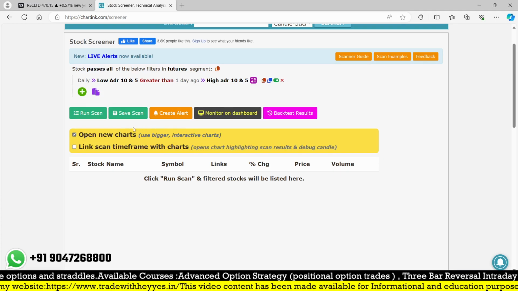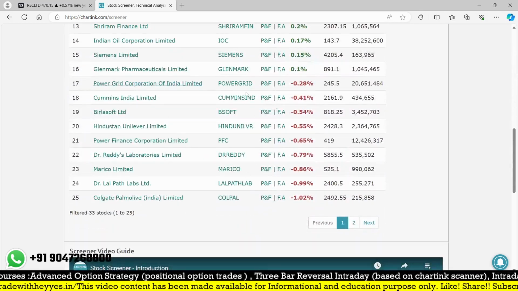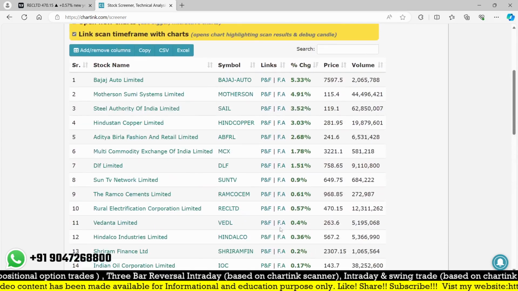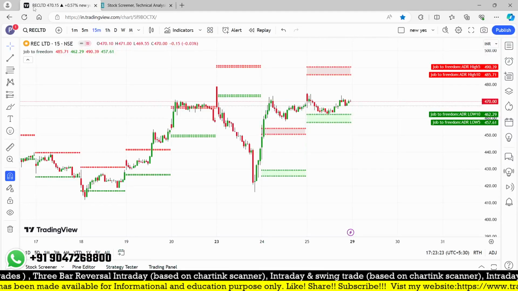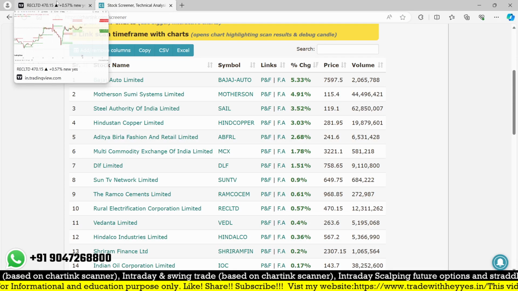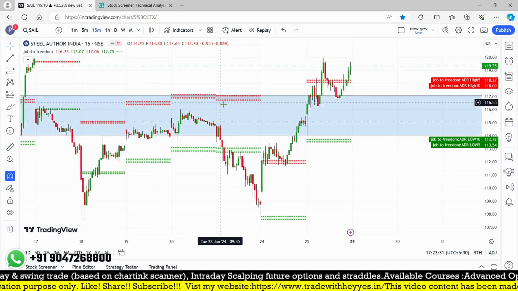So, one-line scanner like that, but it is a complex code. We have a lot of stocks. Almost yesterday, 33 stocks were forming such a pattern. So let me check whether it is right or wrong. The first stock is Bajaj and Motherson Sumi. Whether the code is working right or wrong, we can just check it.